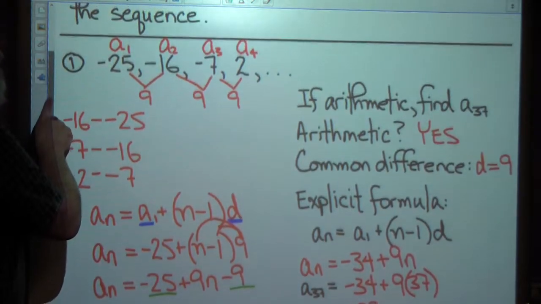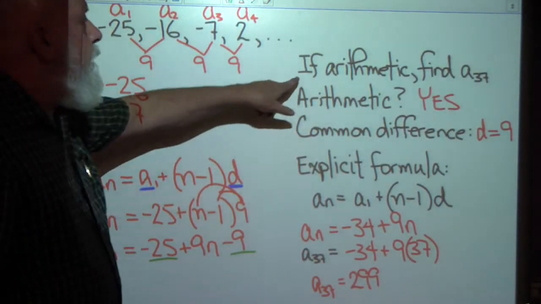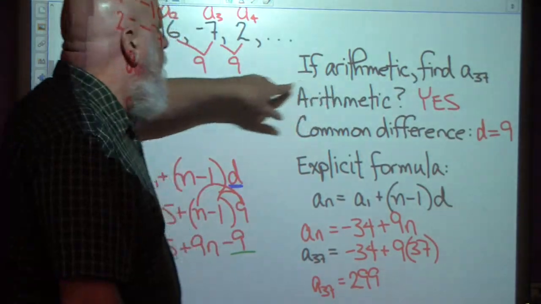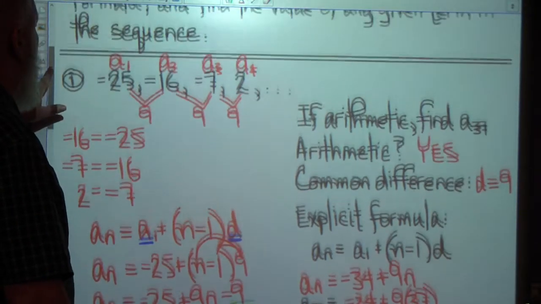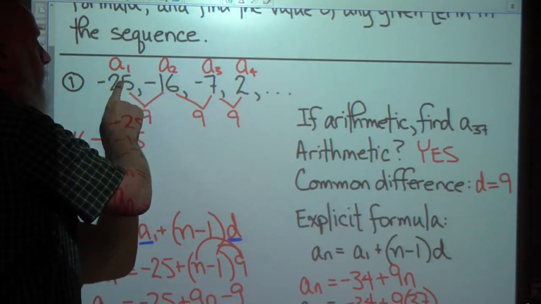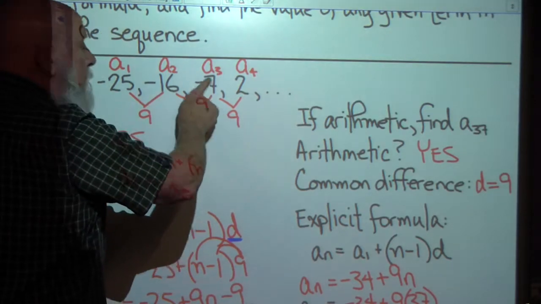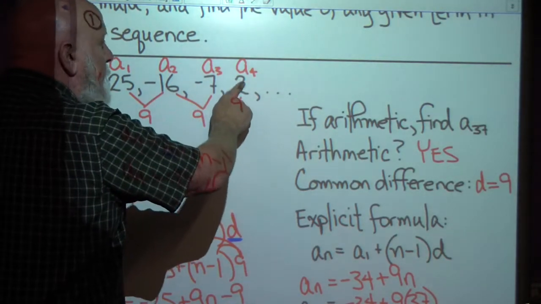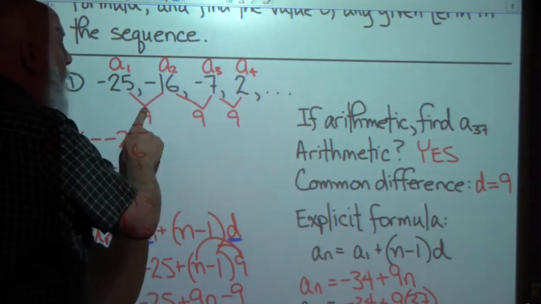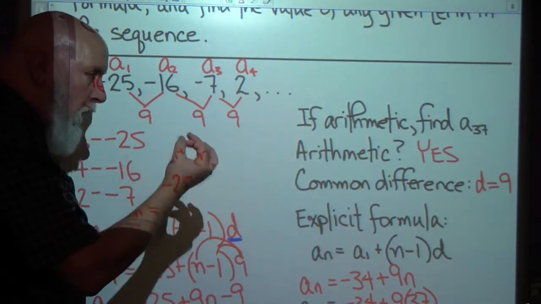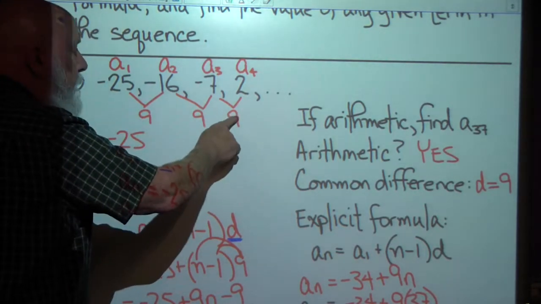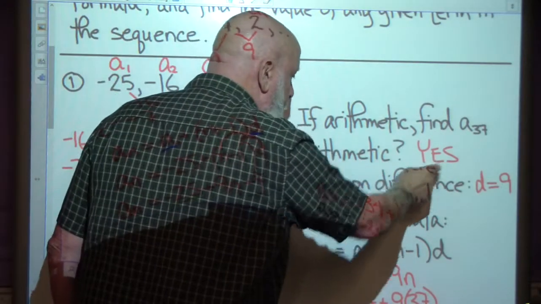Okay, so what did we do? We determined if it was arithmetic, and we did that by taking the second term and subtracting the first, take the third term, subtract the second, take the fourth term, subtract the third, and we got the same number, a constant, every single time. So I said, yes, it is arithmetic.